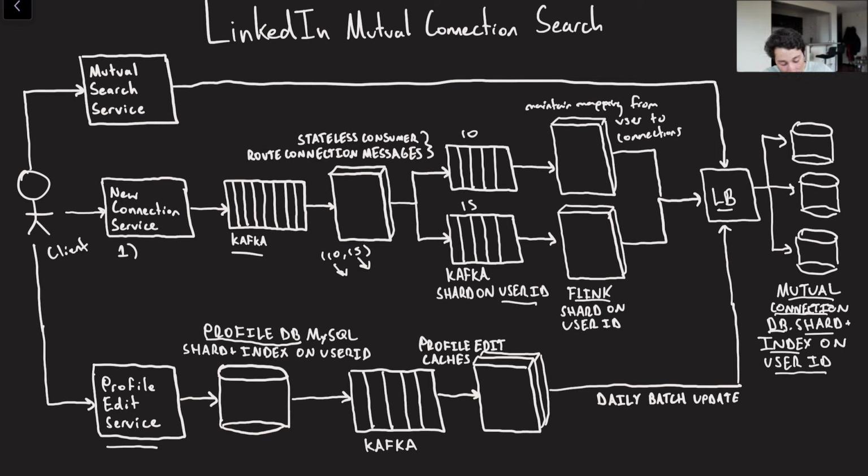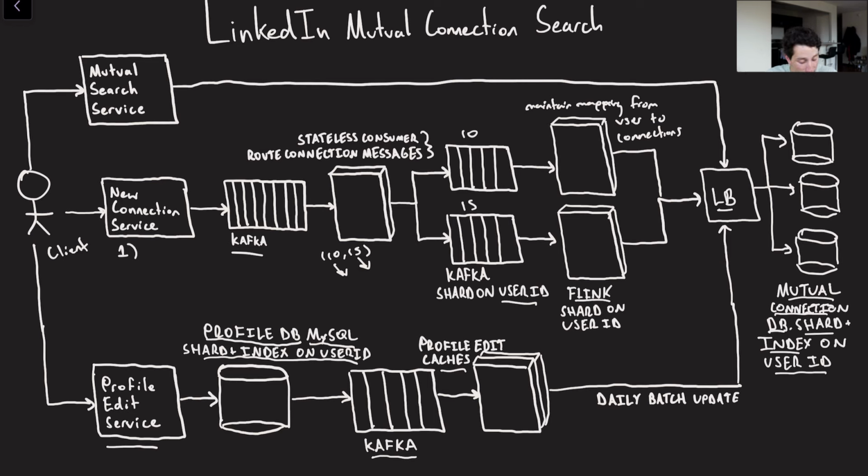I think MySQL should be pretty sufficient here because we mostly care about our read speeds. We're not writing to this table nearly as often. And by sharding and indexing on user ID, we can make sure that these guys have a fairly even distribution of writes, and same goes for reads. Cool. Then we go ahead and use change data capture to sync those updates into Kafka, and furthermore, cache them all in our profile edit caches.